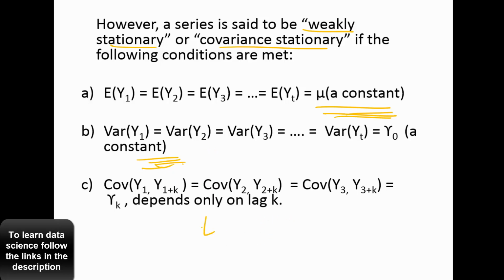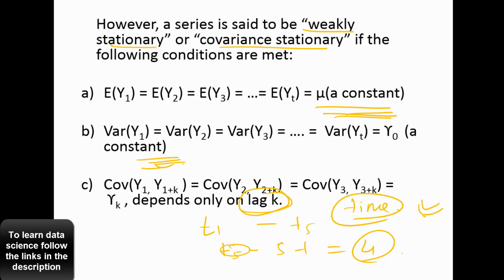That means t1, say t5, right? So if you subtract that, 5 minus 1, that is 4. That means the covariance of the series depends only on the lag k, but does not depend on time explicitly. It is called covariance stationary. So, some definitions.